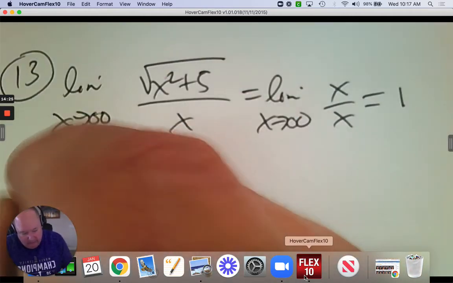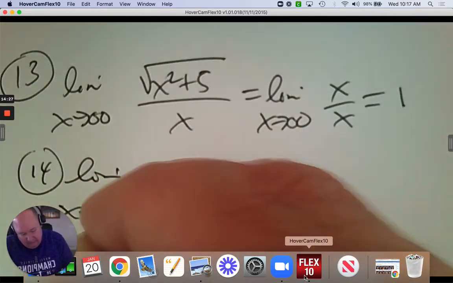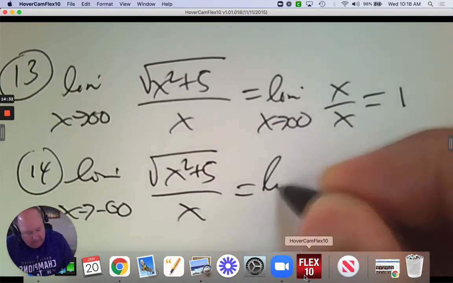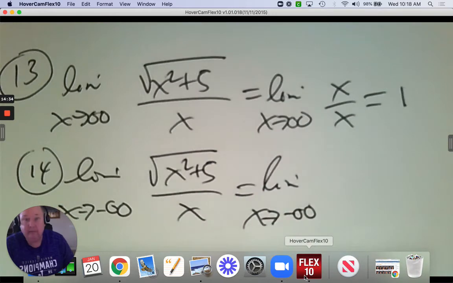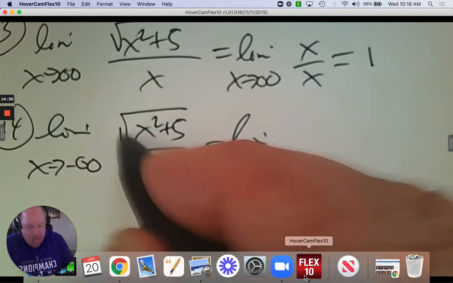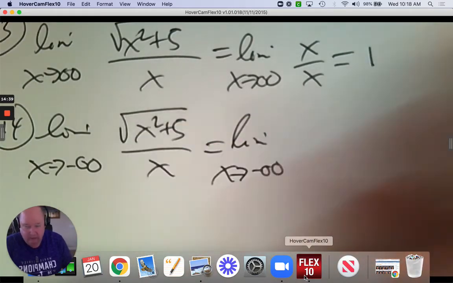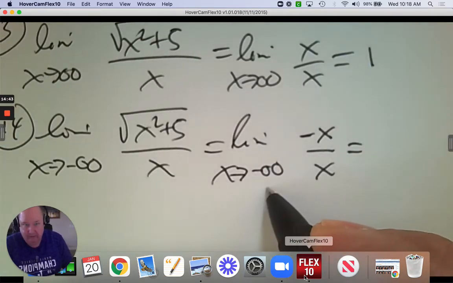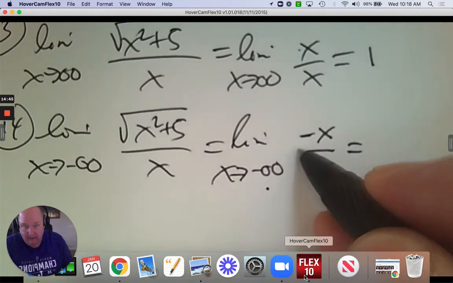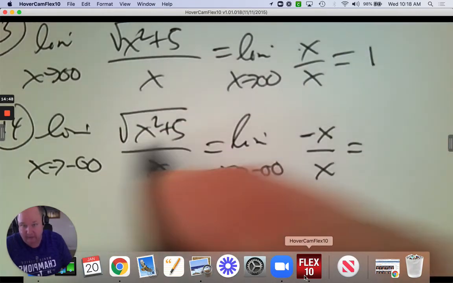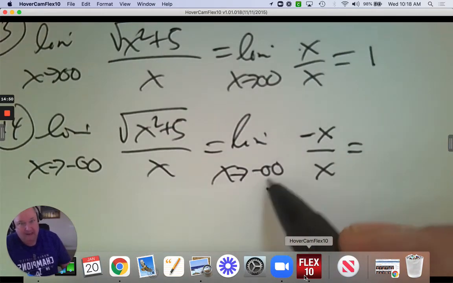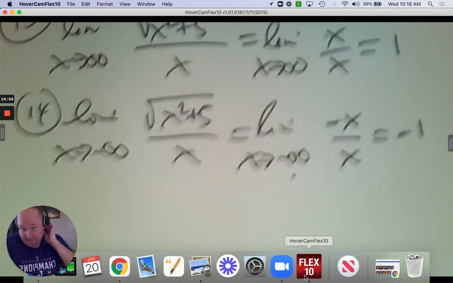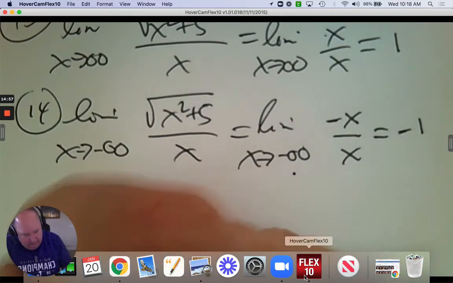If you look at number 14, it's the limit as x approaches negative infinity of the same function. For this one, because it's going to negative infinity, when you take the square root of x squared, like solving a quadratic, it could be positive or negative x. When it's going to negative infinity, it's the negative x over x for the left side. So this one is actually approaching negative 1 when you simplify it. Number 15.